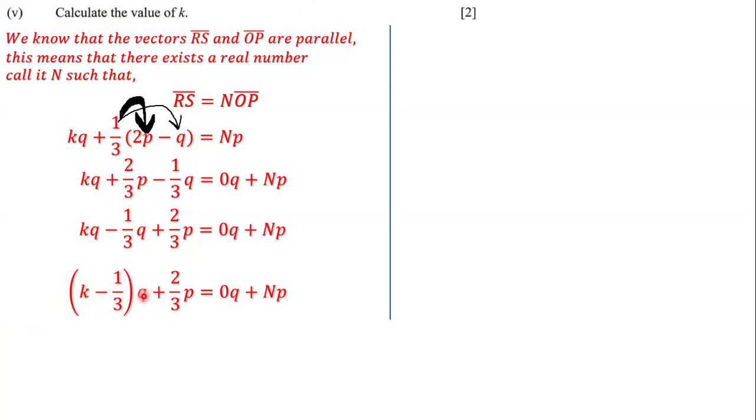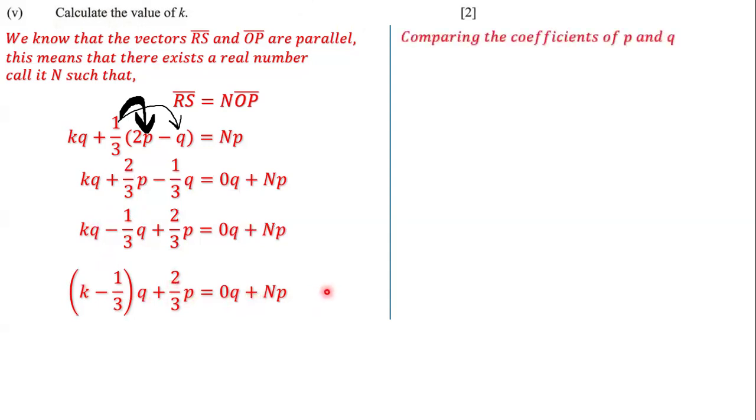Because if we say Q, and we multiply it by K, that's KQ. And if we say Q multiplied by negative a third, that's going to be negative a third Q. And so this expression can be written as K minus a third Q, okay? And we put plus 2 over 3P. And that's going to be equal to 0Q plus NP.